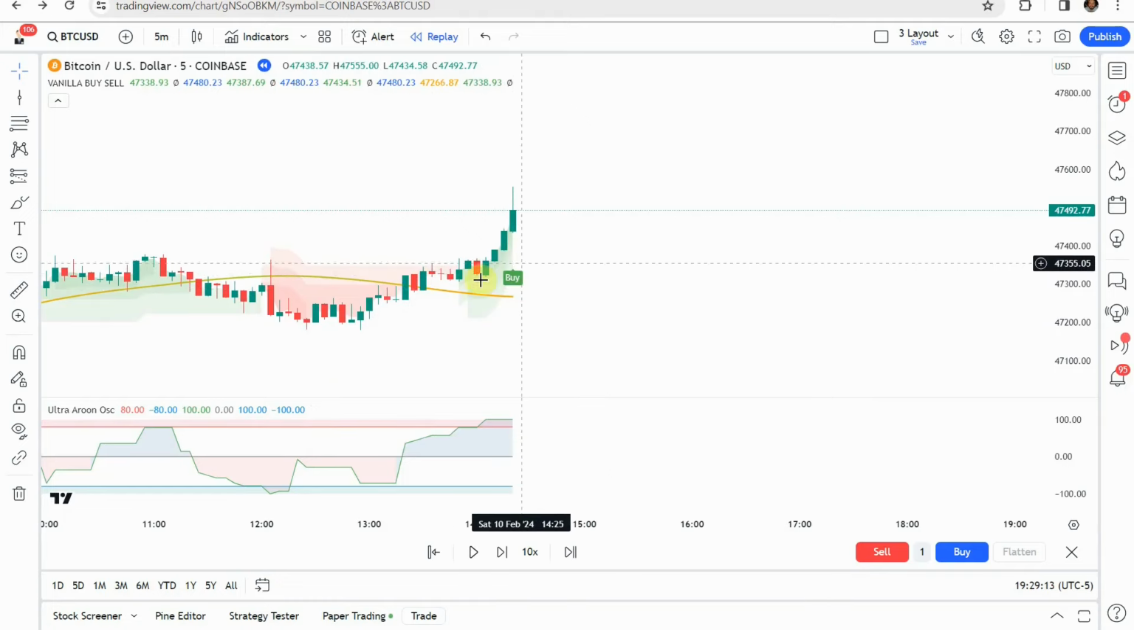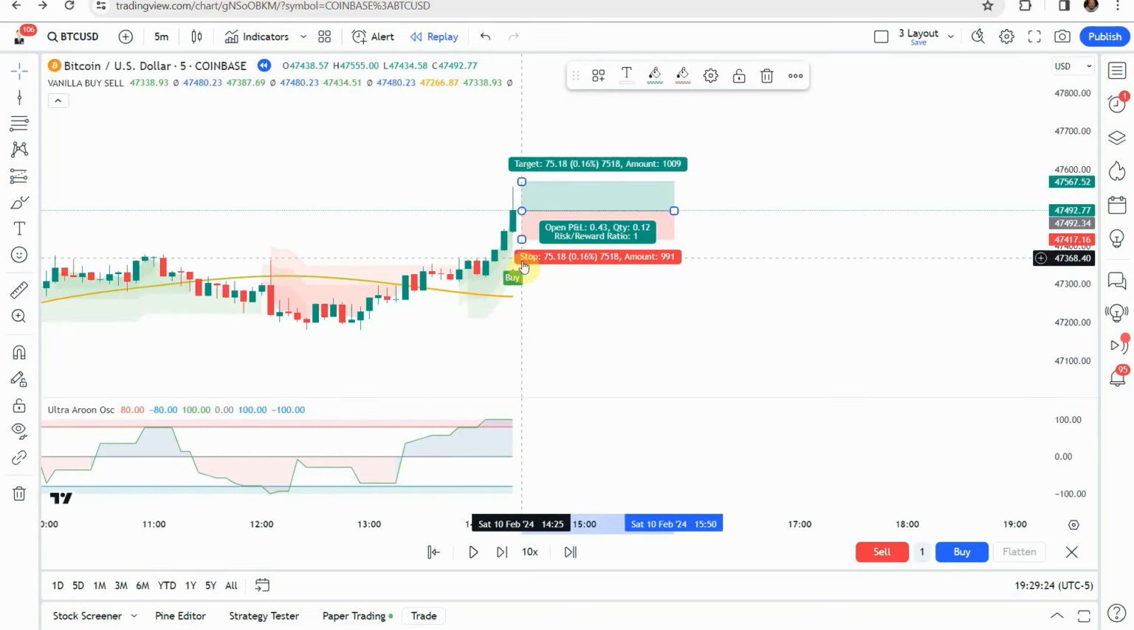We get that buy tag right here. And then we look down to the ultra rune, and it is above this red line at the top this time. And that's going to be our long setup right here.